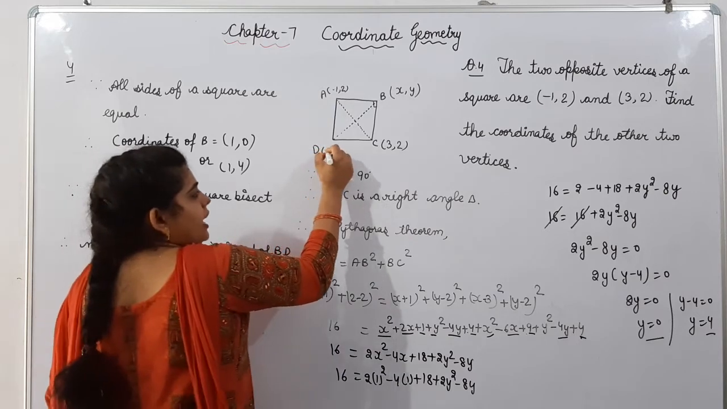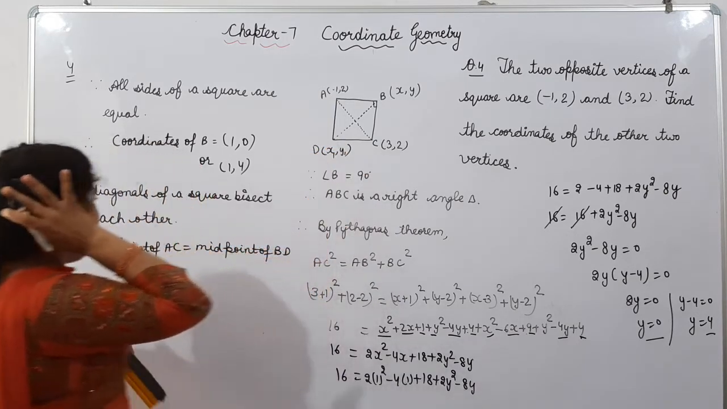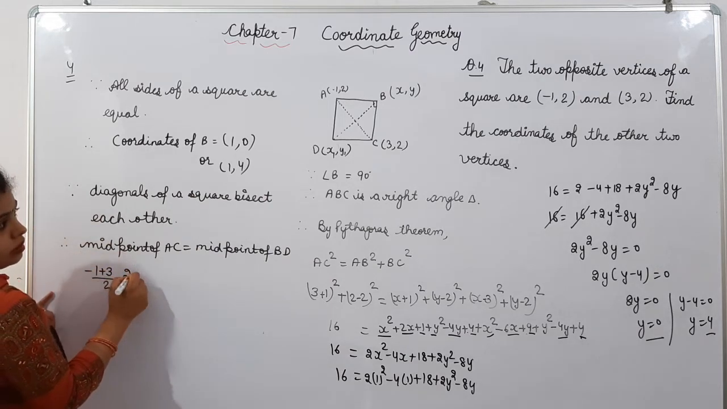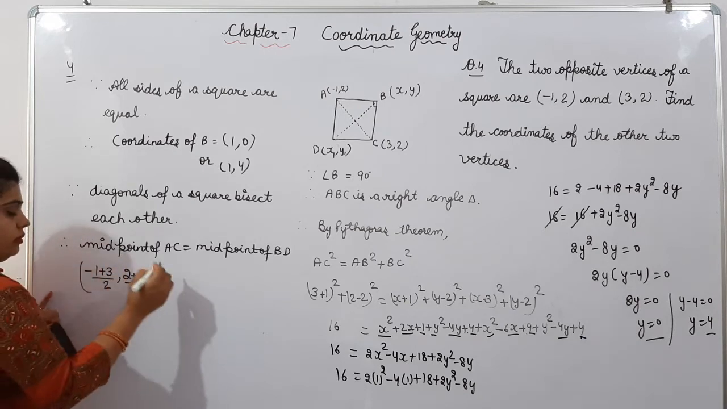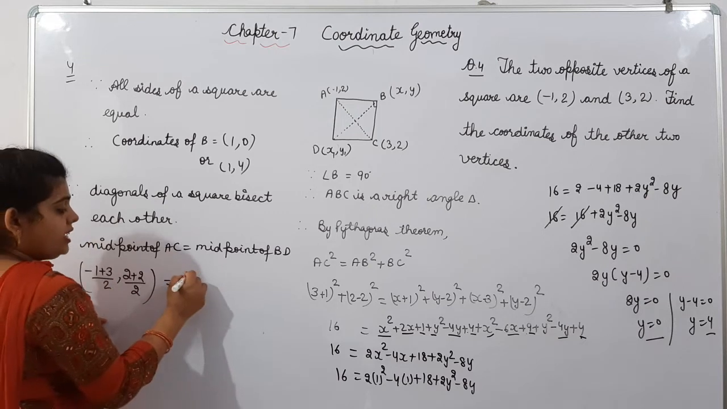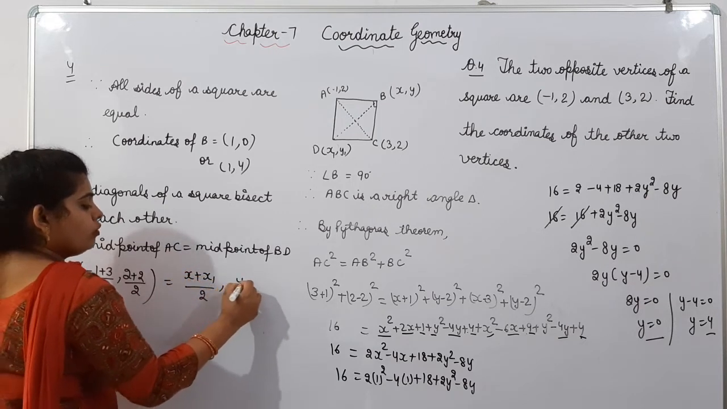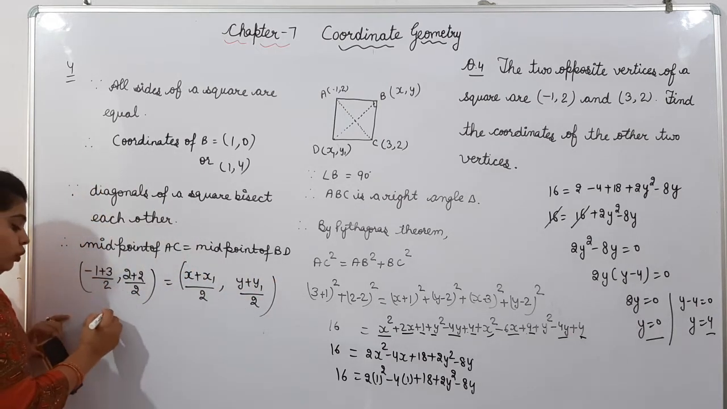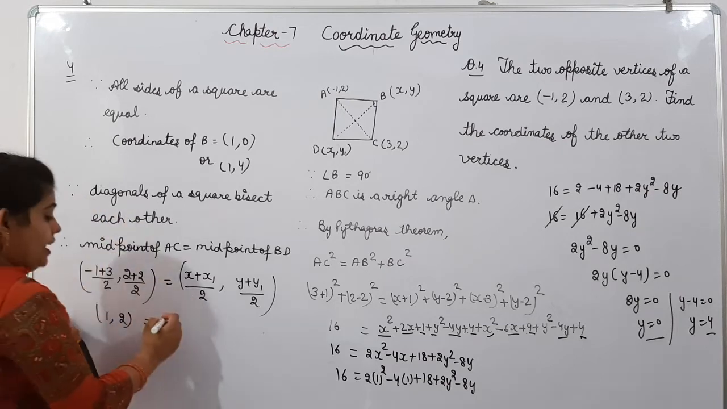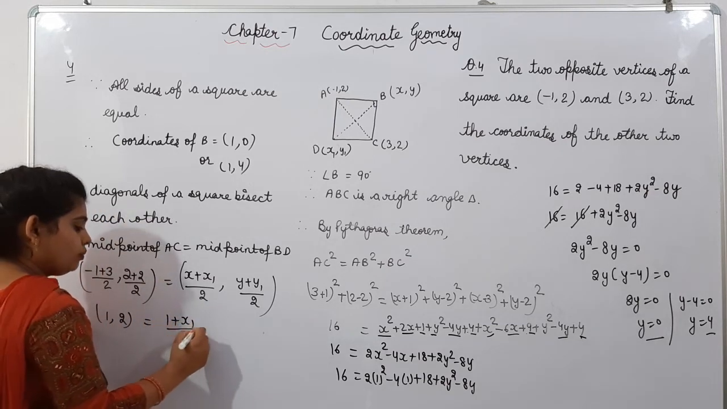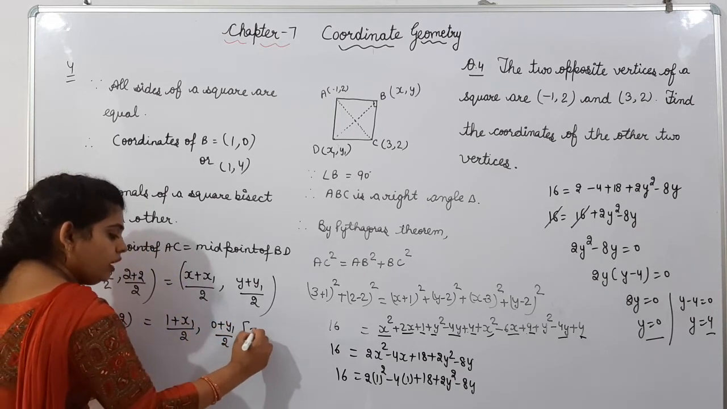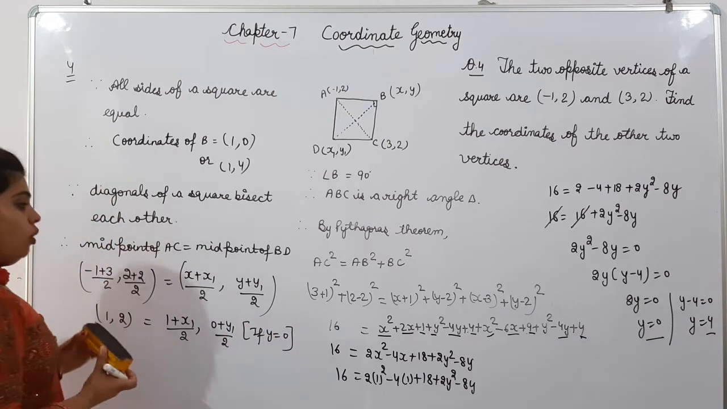What we have considered? x1, y1. Then midpoint of AC will be (minus 1 plus 3) divided by 2, (2 plus 2) divided by 2. Midpoint of BD, (x plus x1) by 2, (y plus y1) by 2. Now from here, 3 minus 1, 2, 2 divided by 2, 1, 2 plus 2, 4, 4 divided by 2, 2. X, what is the value of x? (1 plus x1) by 2. If y is equal to 0, then (0 plus y1) by 2. If y is equal to 0, then on solving what we will get?